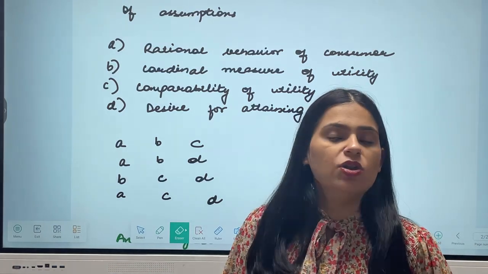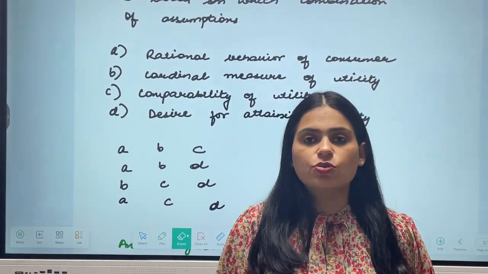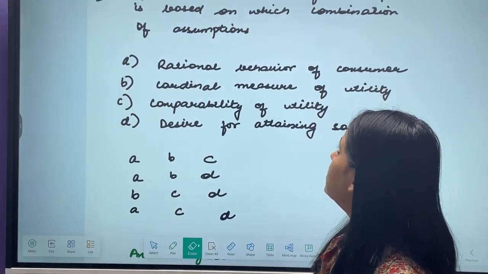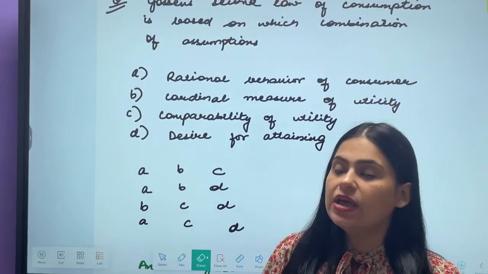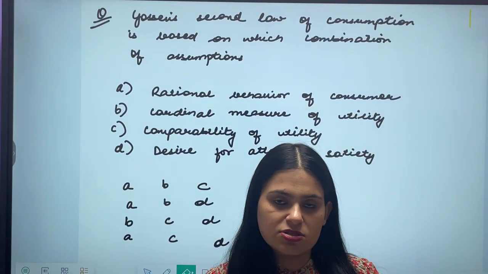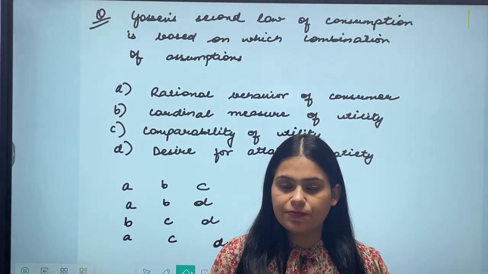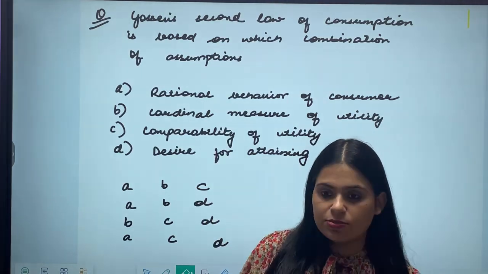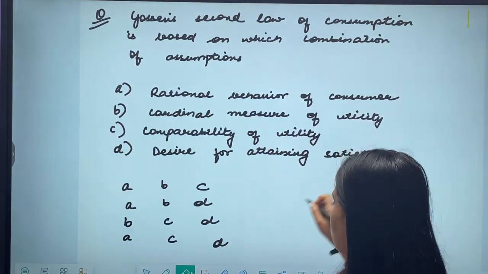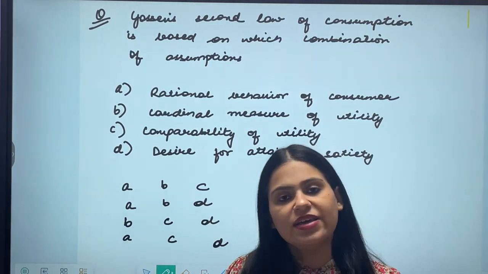Okay beta, so let's have a look at the first question that we have for today. It says: Gossen's second law of consumption is based on which combination of assumptions? Let's talk a little about it. When we talk about the second law of consumption, it is based on various assumptions. Just try to answer this question yourself first, then I will answer it for you. First tell me what Gossen's second law is, then we will take it forward.